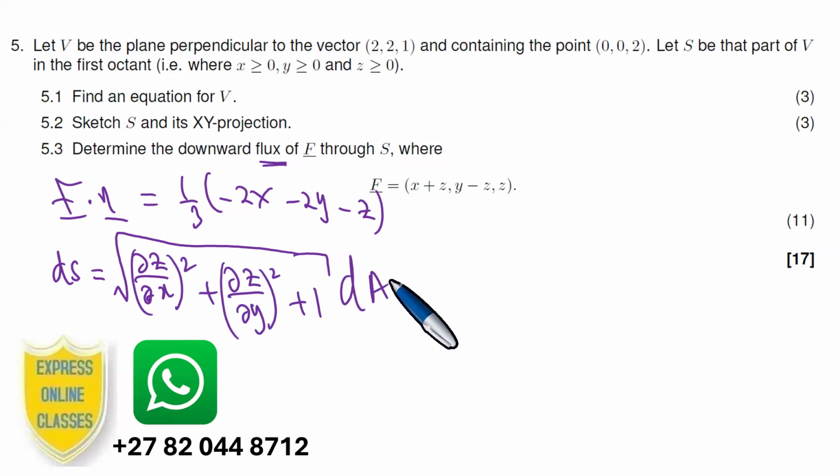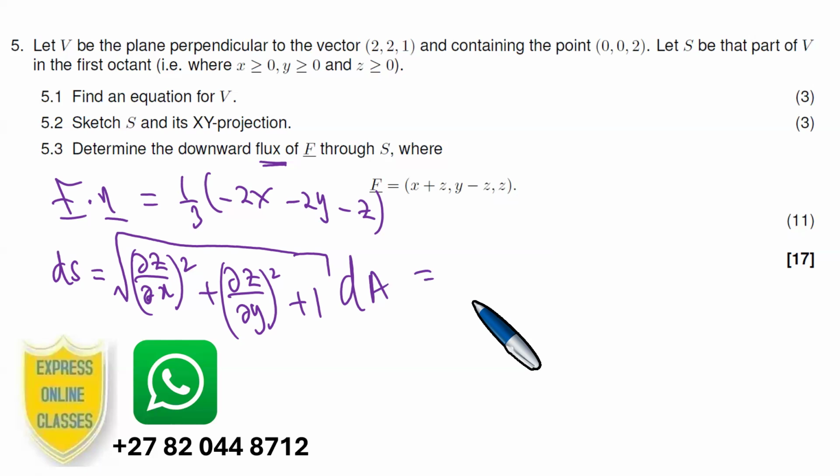Yes. Right. So now at this point, this is the formula we use for the flux. But now we find the dS as it is there in the study guide. But we need to find our dz/dx. And the dz/dx becomes exactly the following, right?